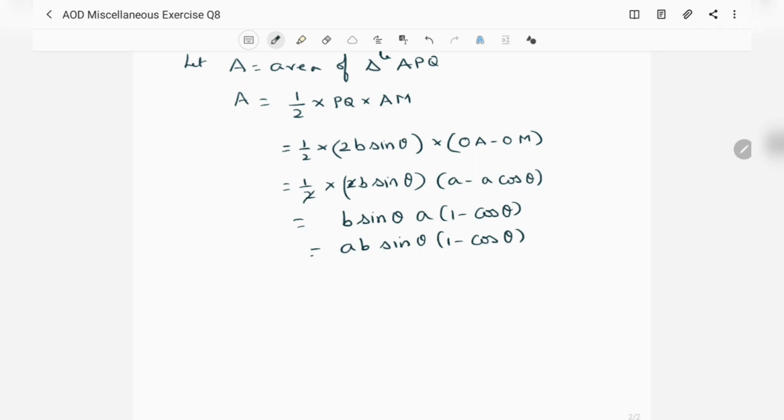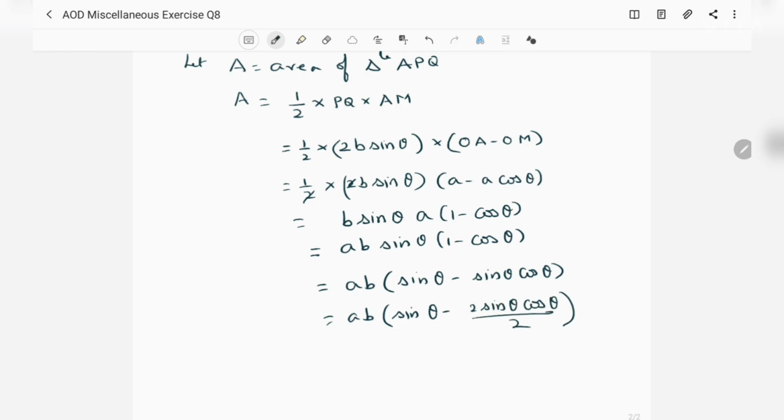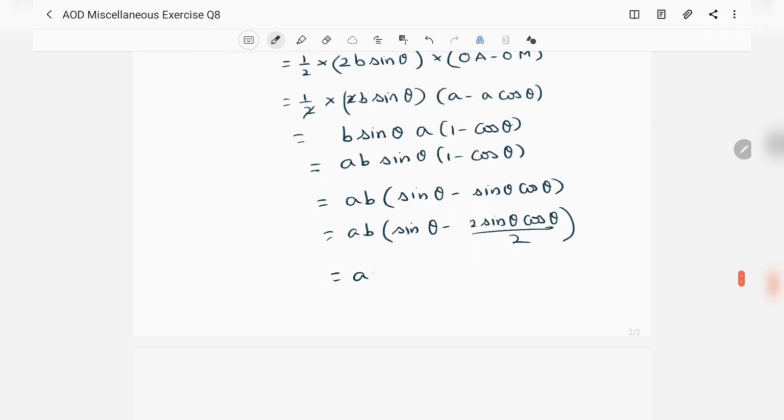Now let us find the derivative dA by d theta. So we can write this further as ab times, I multiply sin theta inside the bracket, I get sin theta minus sin theta cos theta. I further simplify this writing it as ab into sin theta minus, if I multiply and divide by 2, I get 2 sin theta cos theta divided by 2. So which is equal to ab times sin theta minus sin 2 theta divided by 2.